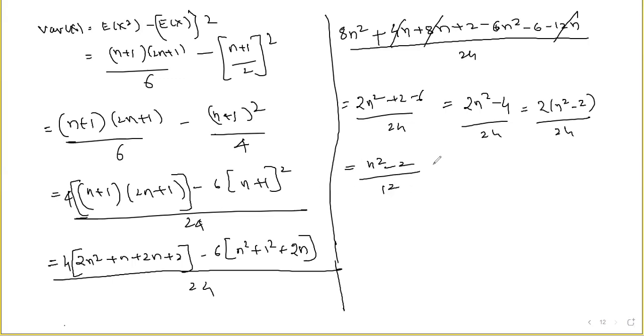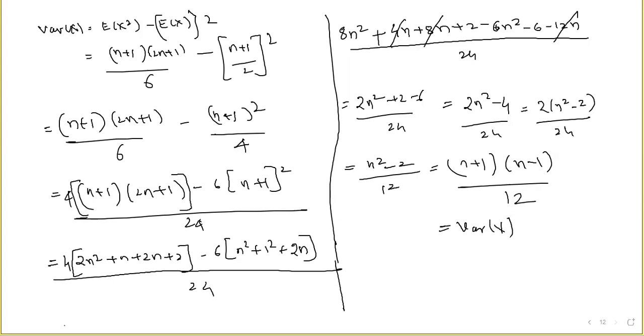Clear? So this is nothing but we can split it as n plus 1, n minus 1 by 12. You can cross check also: n into n square, minus n plus n, 1 into 1 minus 1, that is minus 1, so n square minus 1, cancelled, we get the same, right? Is it clear? So this is nothing but the variance of x.